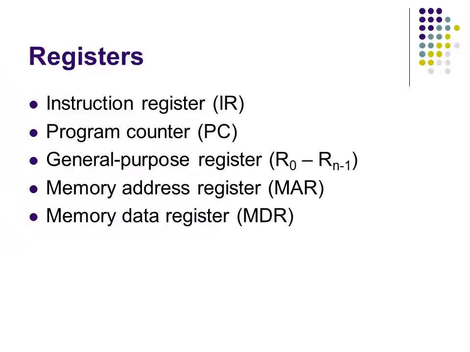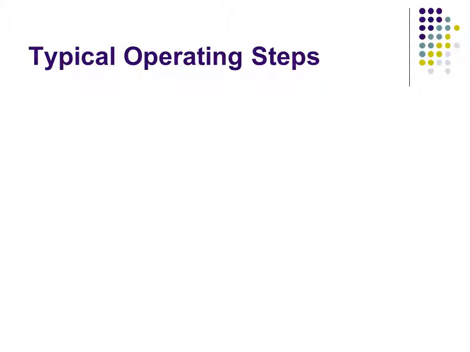Then we have the program counter, which is used to store the address of the next instruction to be executed. Then we have general purpose registers, R0 to Rn-1, which are used for general purposes. The next one is the memory address register, which is used to store the addresses, and the memory data register, which is used to store the data. And now we discuss the steps to execute our program.